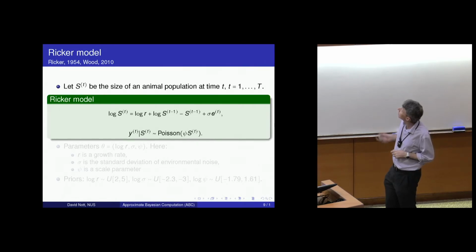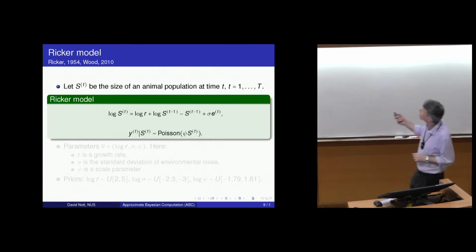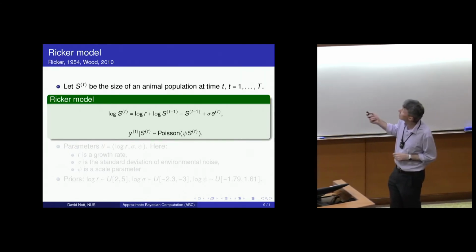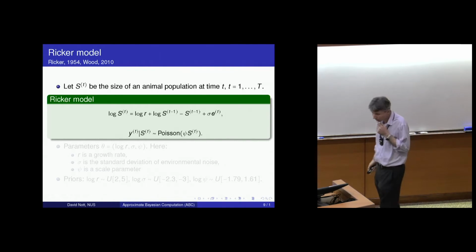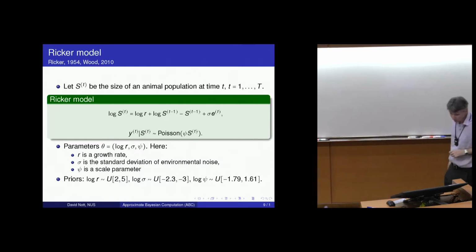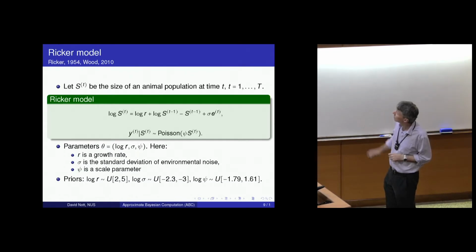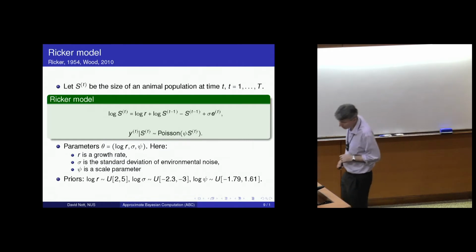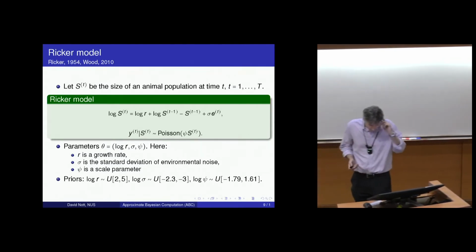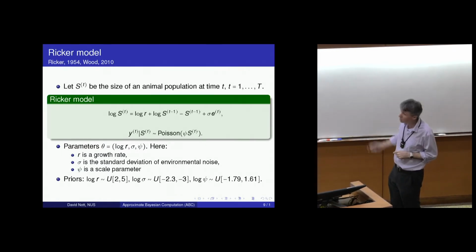This r is a growth parameter. You have an environmental noise standard deviation parameter there, sigma. And this is describing how the observed data relates to the actual population size. So we're doing some sort of Poisson sampling with a rate psi. Okay. And there's three parameters in this model. The growth parameter, which we're transforming to a log scale, sigma and psi. Okay, and for our priors, we'll use uniform priors on the logs of r, sigma and psi. So these priors were used by Wood in his original paper.